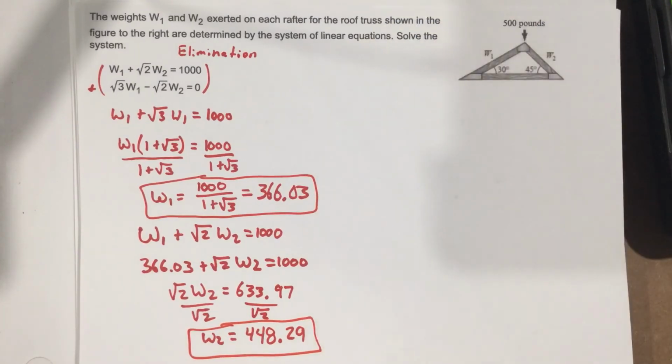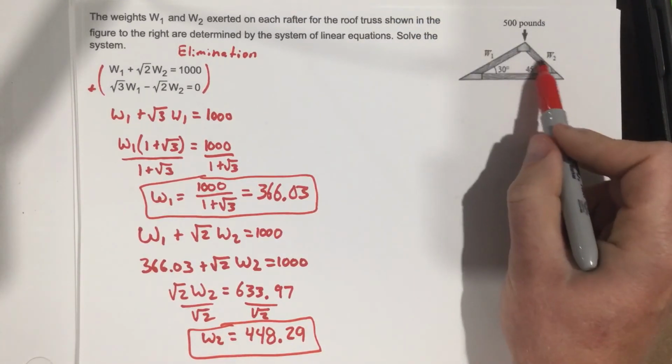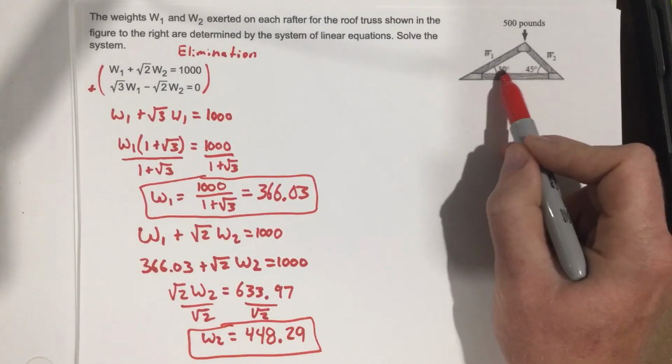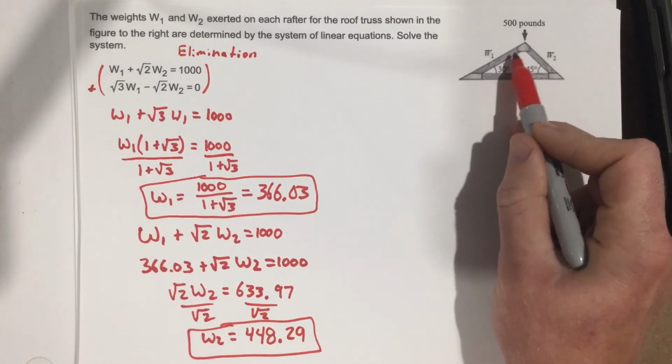And so in our roof truss, because it's angled at 45 degrees versus 30, this is taking more weight than this here.